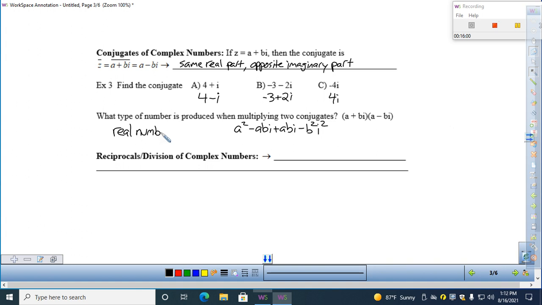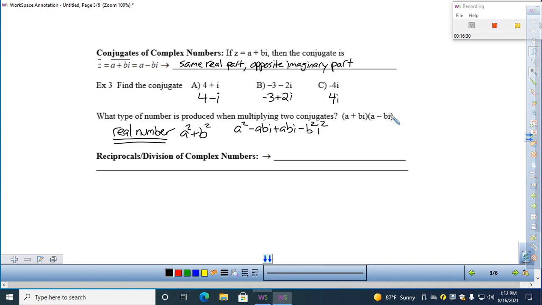Anytime you multiply two conjugates together, you just get a real number, and that real number happens to be a squared plus b squared. You can shortcut if you remember this little pattern. It's kind of cool, actually. So if we need to somehow change an imaginary number into a real number, this little algebraic trick allows us to do that by creating the conjugate and multiplying them together.